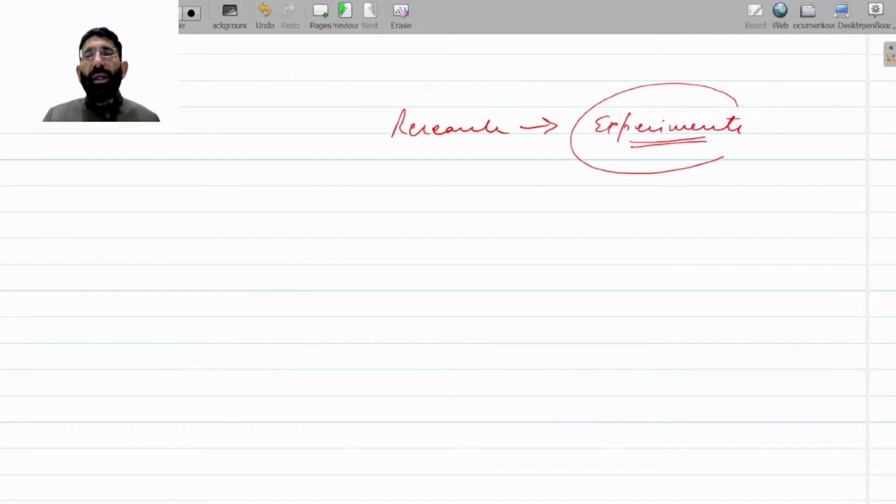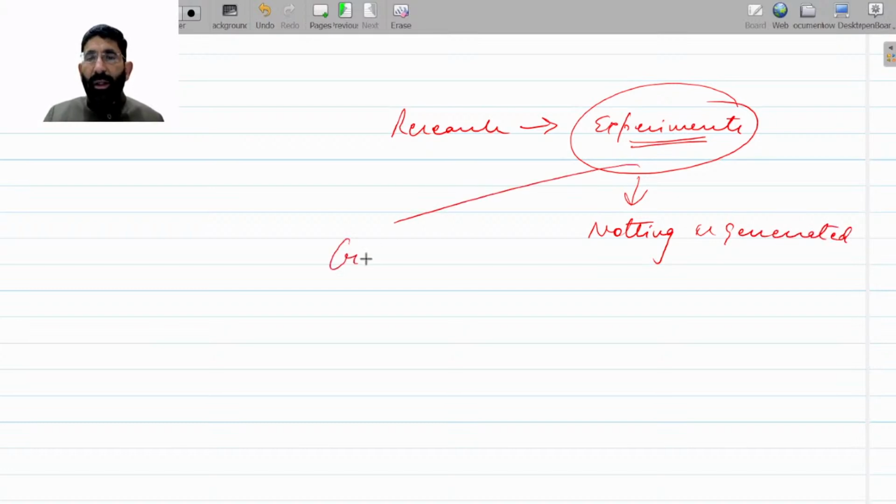We are trying to develop a technique and making experiments on a regular basis. Now we are trying to make some technique, trying to do something and doing experiments. So if nothing is generated, then the treatment is somehow different. If something is generated, then obviously it will go for the development phase.